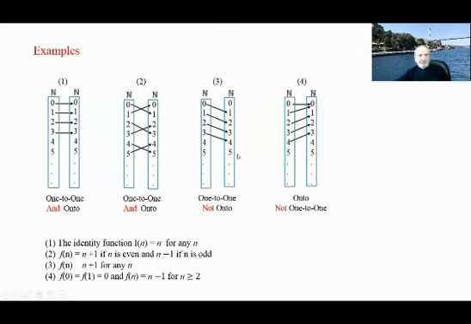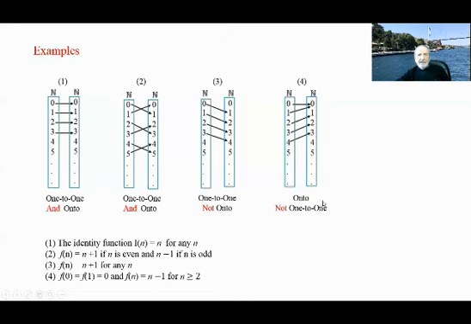Number 3, this is one-to-one, but not onto, because I purposely left this out. So 0 points to 1, 1 points to 2, etc. So this function is defined as f(n) equals n plus 1. It's one-to-one, but not onto.